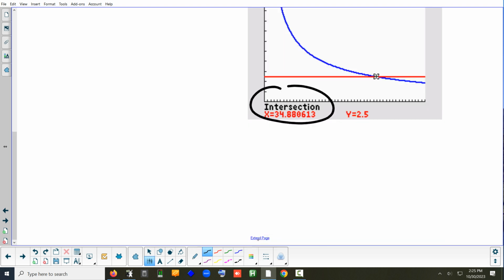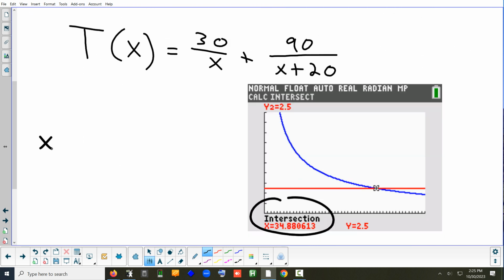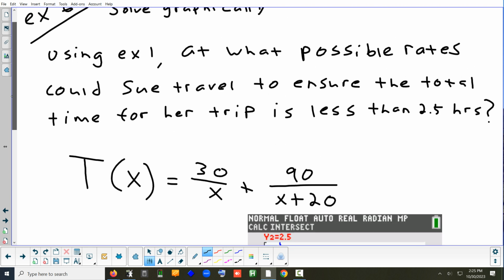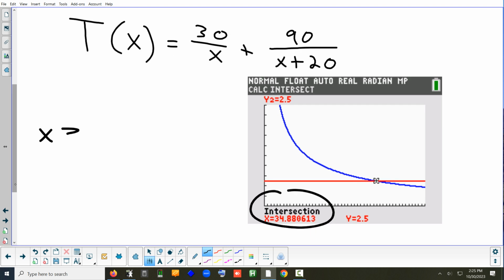Yes, exactly. Some people mix that up. All right, so what does it say? Find the speed for her trip. So her speed has to be greater than. Is it greater than or equal to, or just greater than? Greater than or equal to. Does it say she can complete the trip in less than or equal to 2.5 hours, or less than? Less than. So then she has to be going faster than that speed. So she has to be going faster than 34.88.